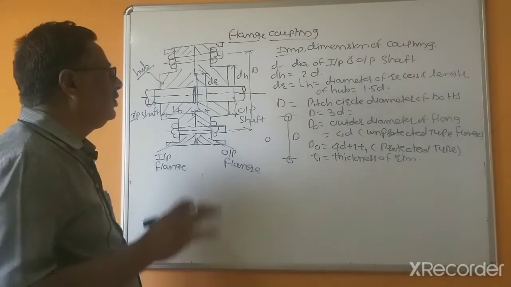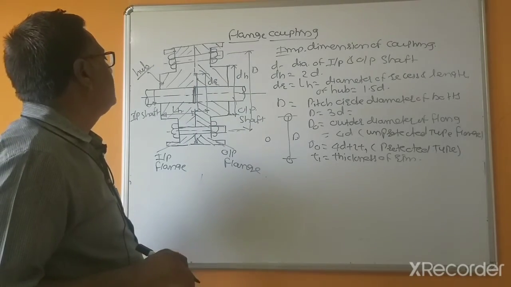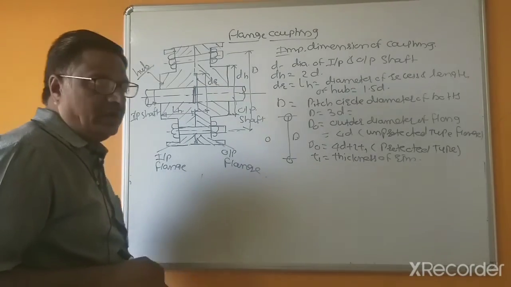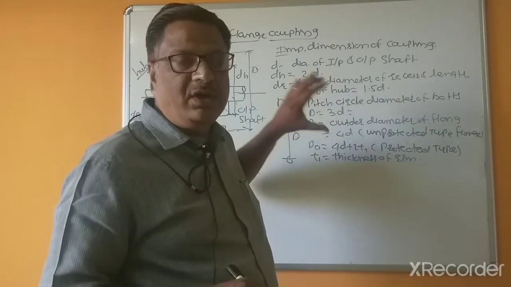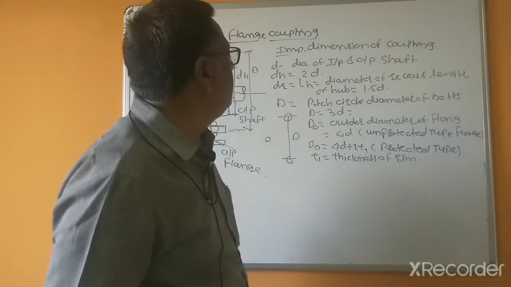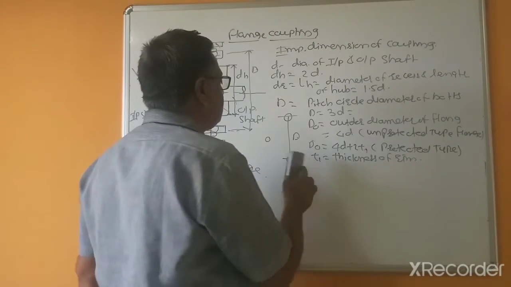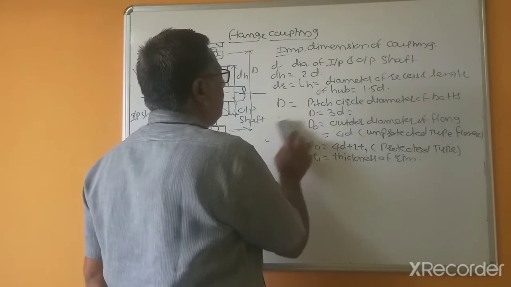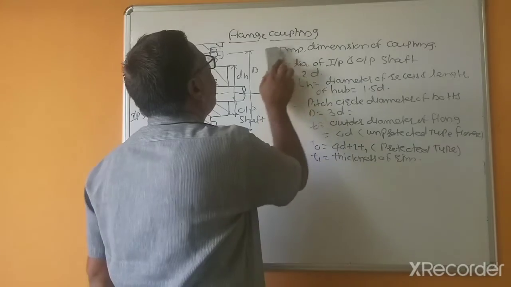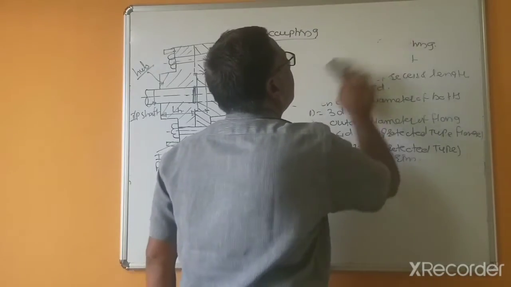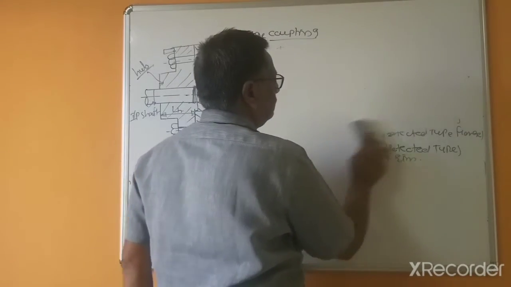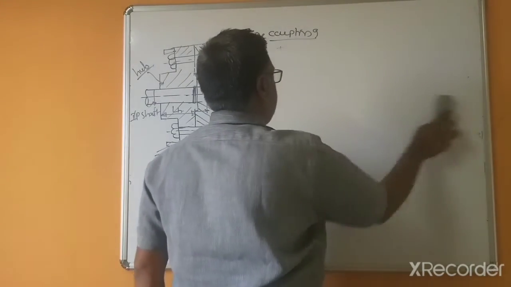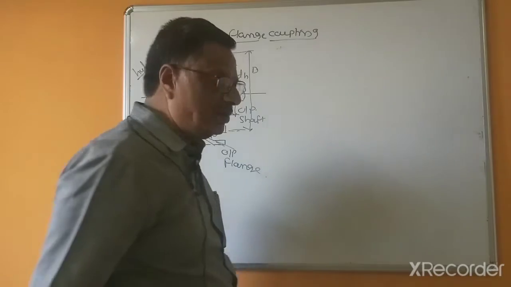This is clear. These are the important dimensions. Now, today we will see only the design procedures for the bolt. So, what are the chances of failure of the bolts? We will understand this within the limitations of the time.